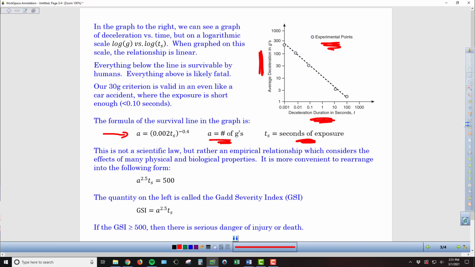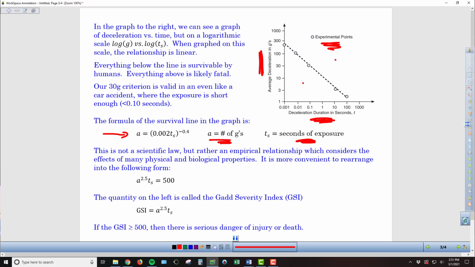The first thing to understand is that this equation is not a scientific law. If you end up with some number of Gs for a period of time that puts you above this line, you're guaranteed to die, and if you're below, you're guaranteed to survive. But this is through observational data, through accidents, through observing test pilots and that sort of thing, where we have this kind of boundary that seems to exist.